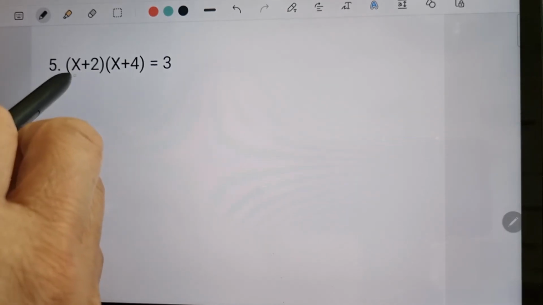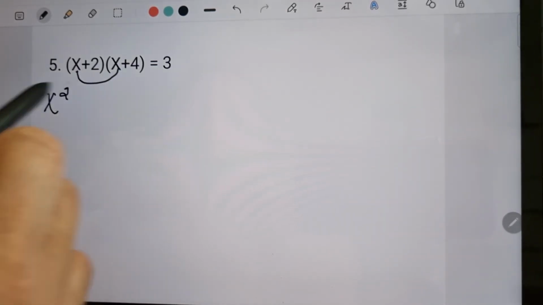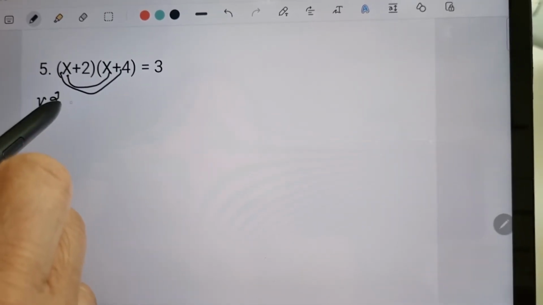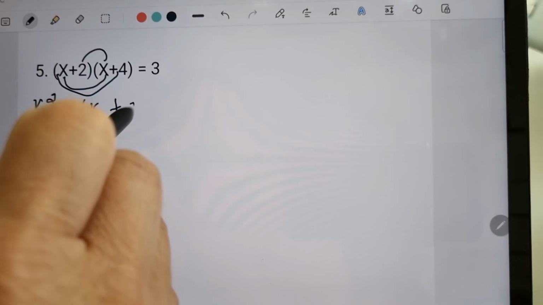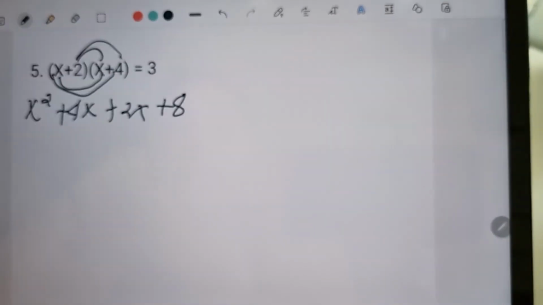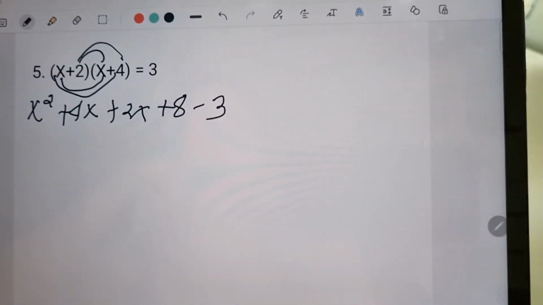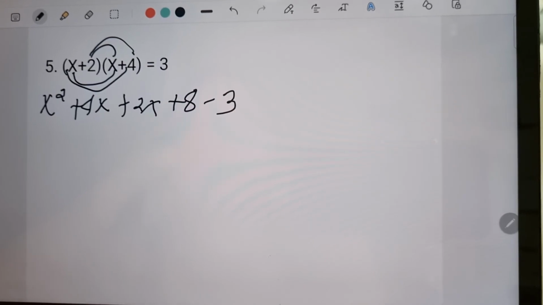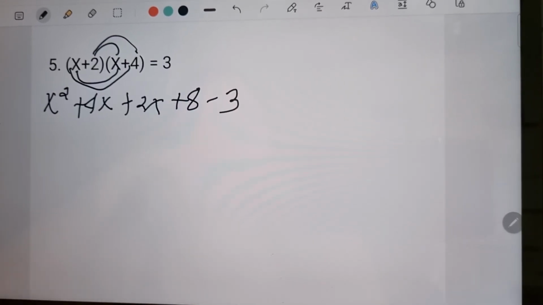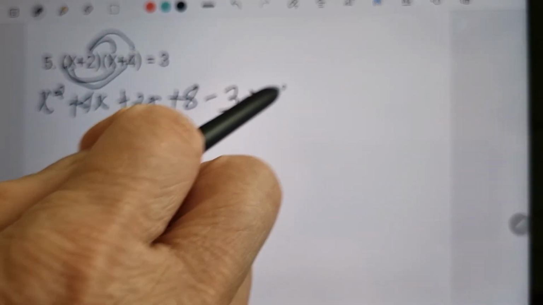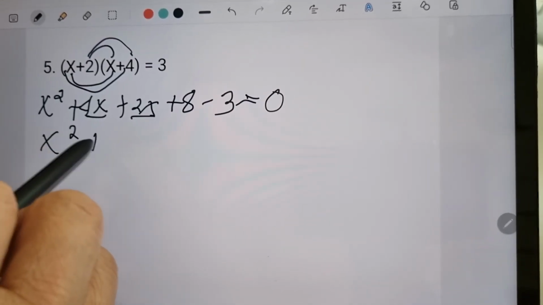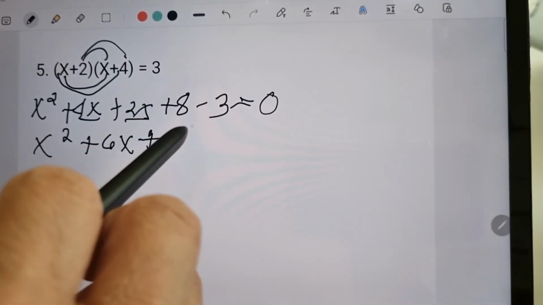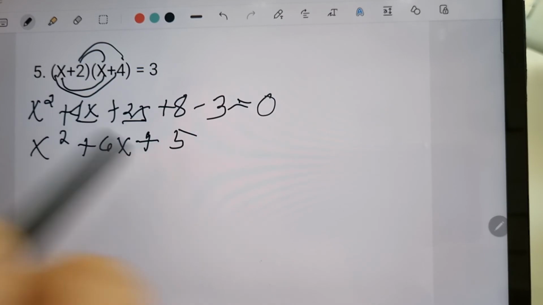Para magawa natin yan, first, kailangan muna natin i-distribute ito or use the FOIL method. x times x, that is x squared. x times 4, that is 4x, so plus 4x. And then we have this, that is 2x, so plus 2x. And then we have this, that is plus 8. And then transfer natin sa kabila yung 3. Diba? The shortcut of addition or subtraction is simply transposition method. So once na lumipat siya sa kabilang side ng equal sign, magbabago ang sign niya. So positive siya dito, pag nilipat nyo siya maging negative. And then equate to 0. Okay, so simplify natin. Pagsamahin natin itong 4x and 2x, that is 6x, plus 8 minus 3, that is 5. And that is now equal to 0.